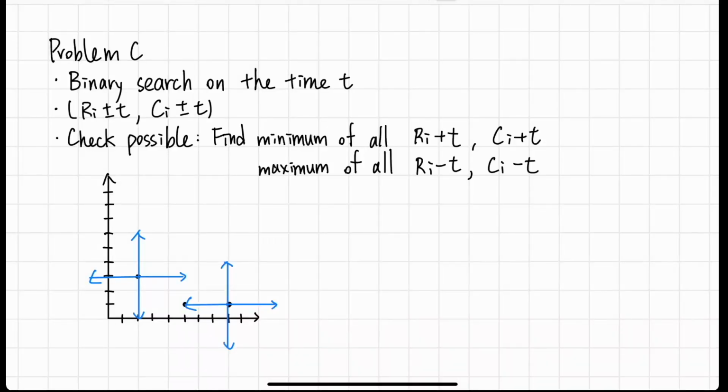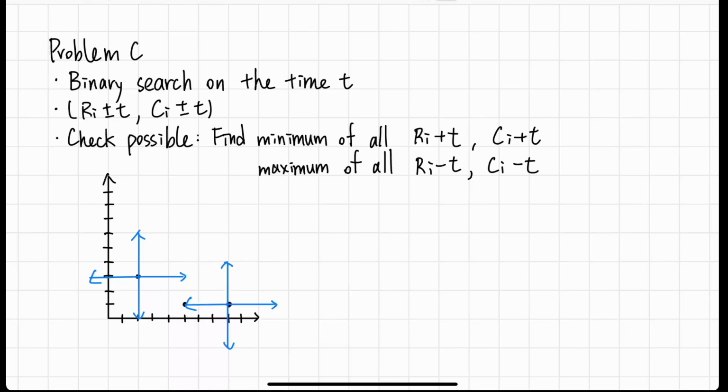We can solve this problem with binary search, because we know that for any time under some time t, the answer will not work. And for any time greater than time t, the people will be able to meet at a certain location and the answer would work. So this property allows us to use binary search on our answer time t.